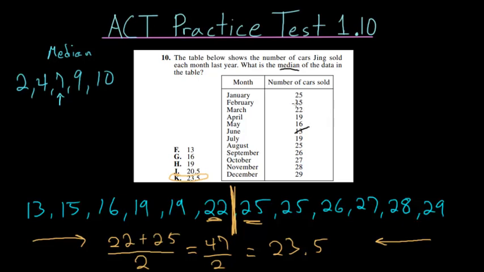Our second number is 15. Third number is 16. Fourth number is 19. Fifth number is 19. Our sixth number is 22. And our seventh is 25. So then once you find both of those, then you can just average them and again end up with this 23.5.